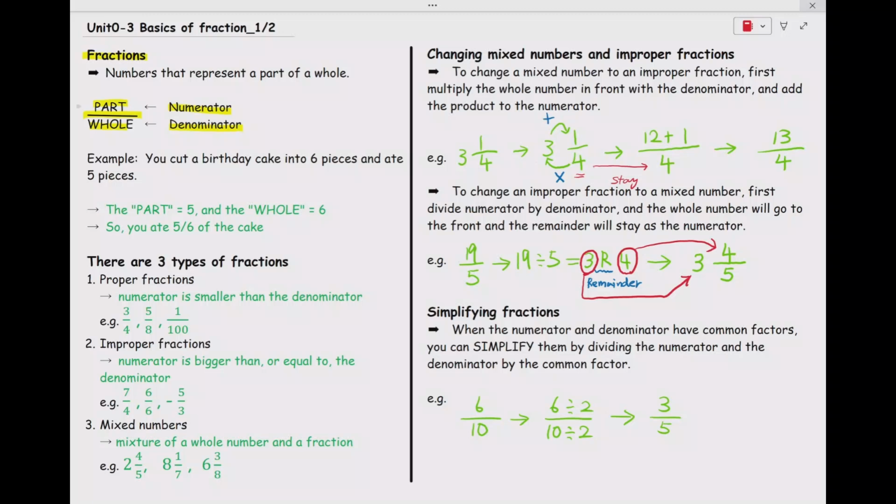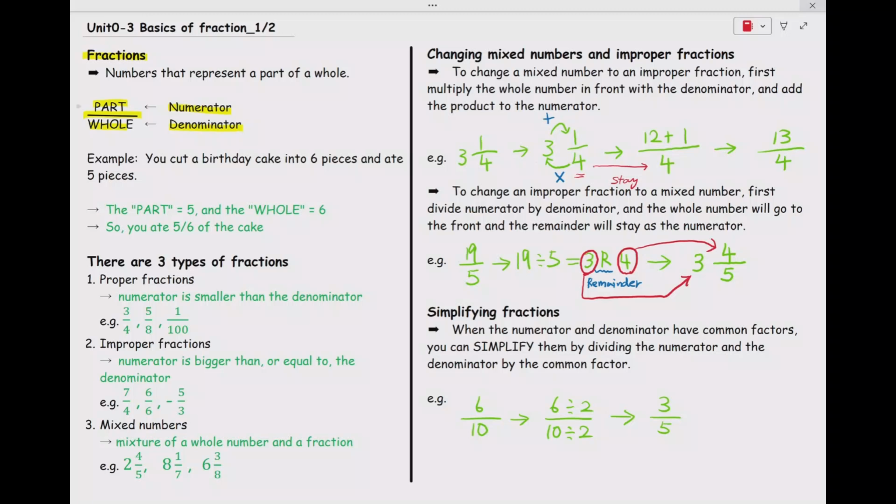Let's look at a real-life example to understand fractions. Imagine you cut a birthday cake into 6 pieces and ate 5 pieces. You can express the amount you ate in fractions. In this case, the part is 5, which will be the numerator, and the whole is 6, which will be the denominator. So, you ate 5/6 of the cake.